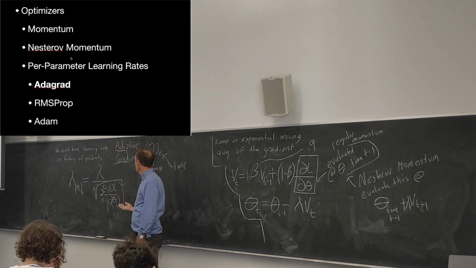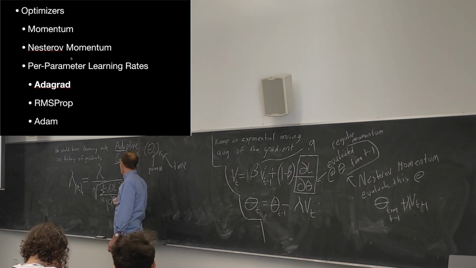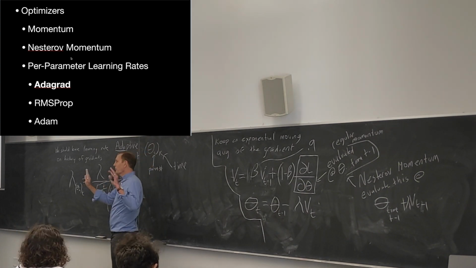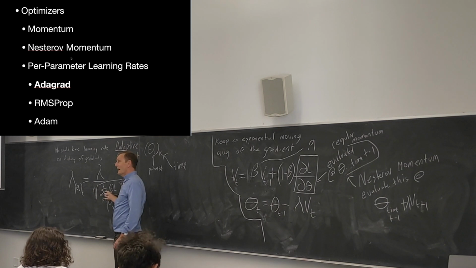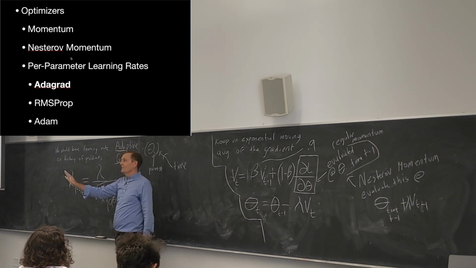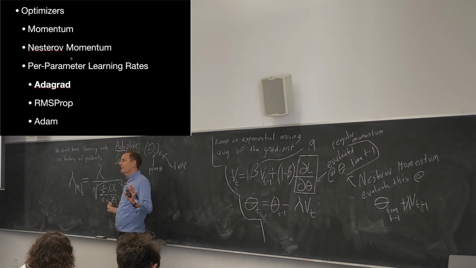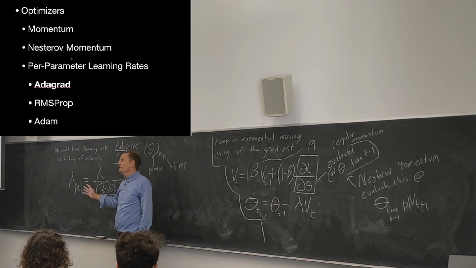So if we compare two different parameters, and one is updated a lot and has had high gradients, and one has had very low gradients, this will be a higher number in the first case, and a lower number in the second case, and therefore, in the first case, the total will be higher and the learning rate will be smaller.